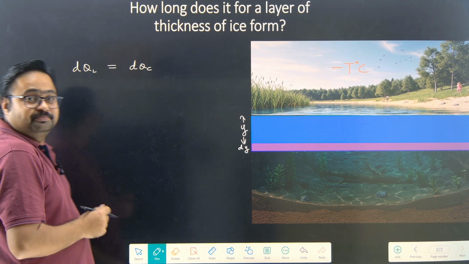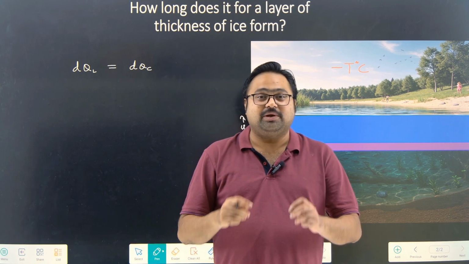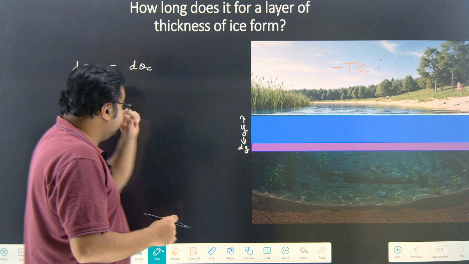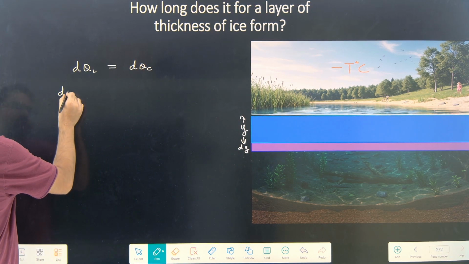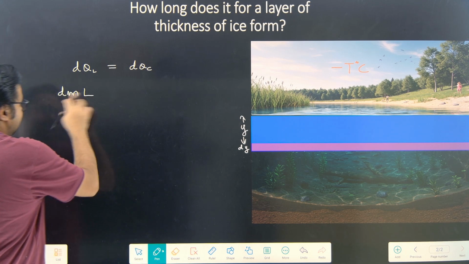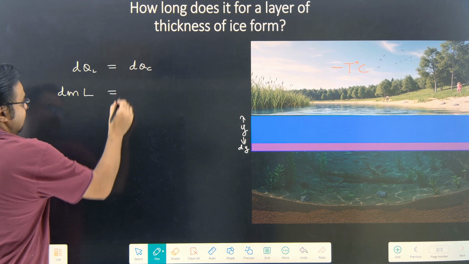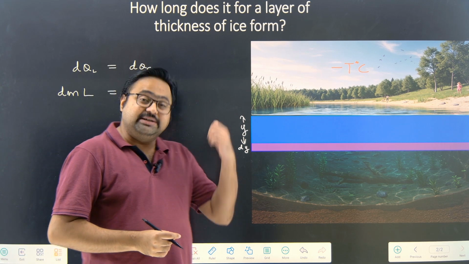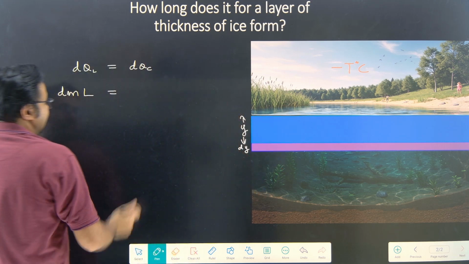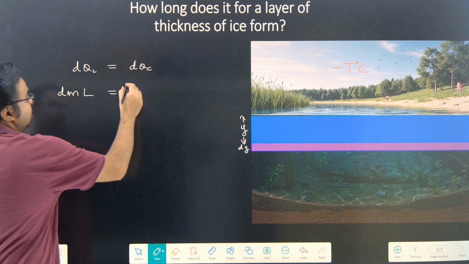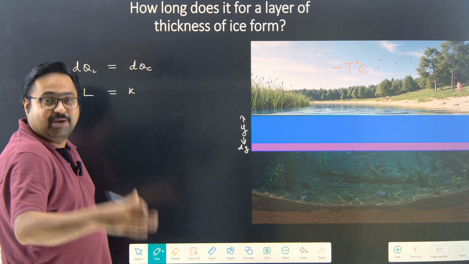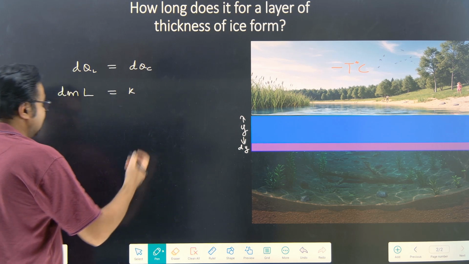Now what is the heat dQ_L, the heat that this layer of water has lost in order to become ice? It's simply a tiny amount of mass multiplied by latent heat of fusion of ice. I've just written it as dm into L. It's equal to the amount of heat conducted, dQ, through this thickness, which is y. So we have the thermal conductivity of ice, the formula K A divided by L into delta T multiplied by t. So that's what we're looking at.